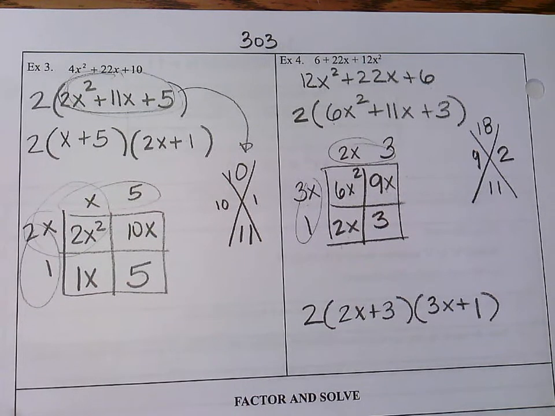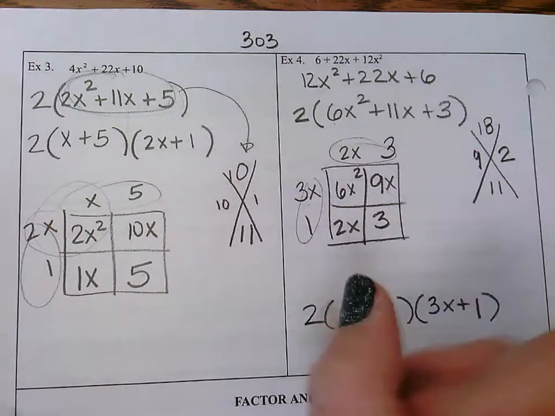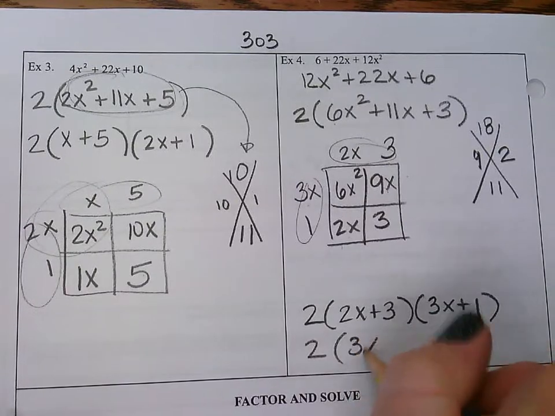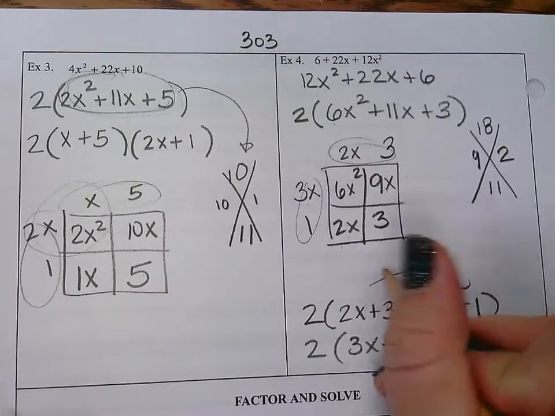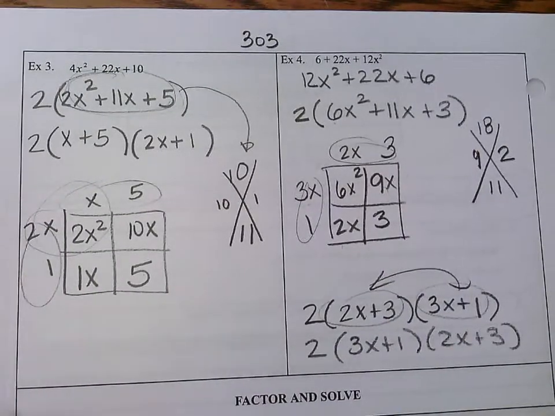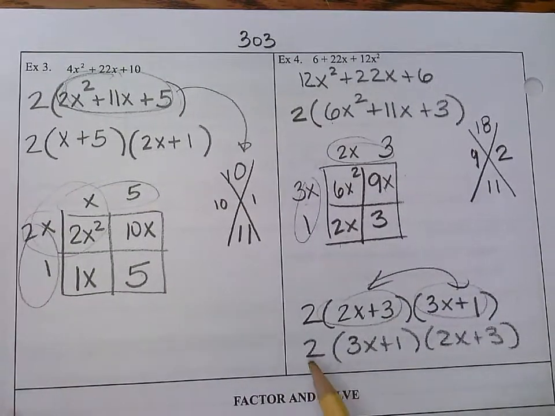Yeah. So how do I know where to pull out the greatest common factor? Well, there's no greatest common factor there. It's just a greatest common factor there. So it wouldn't matter on mine. I could write my answer also 2 times 3x plus 1 times 2x plus 3. So the 2 binomials are really interchangeable with each other. The greatest common factor sits in the front.